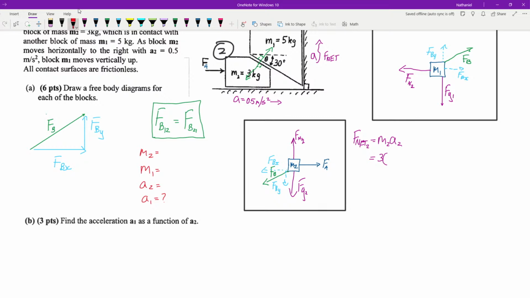Wait, we need to find the acceleration as a function of A2. We need to relate the two accelerations together. I think we're just going to be able to do this using geometry with 30. So, just give me 1 second here, let's just get these down. 3 kilograms.